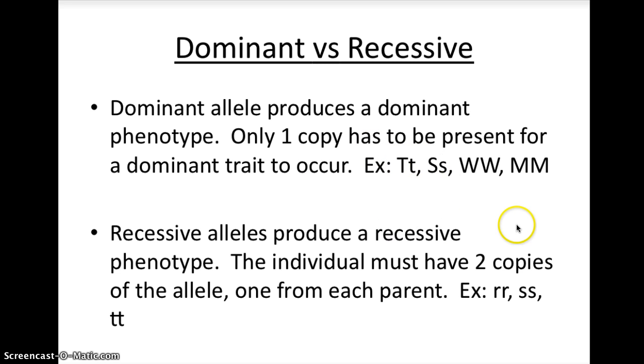Okay? In order to have a recessive phenotype, that means that you would have to have two copies of the allele, one from each parent. So you have two lowercase recessive alleles. That means you're going to have a recessive phenotype. So in order to have a recessive phenotype, you must have two copies of the allele.